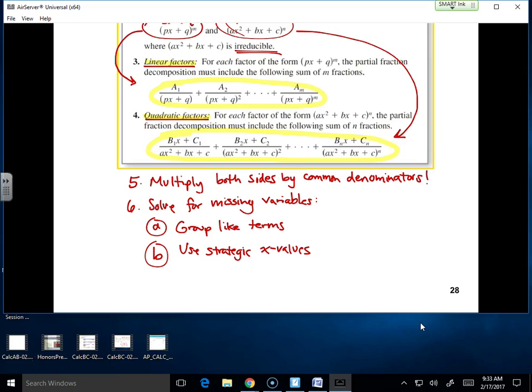Group like terms, use strategic X values, and no matter which one you use, somewhere along the line you're going to have some sort of system that you're going to have to solve. And it's going to be up to you. You can use some substitution, you can use some elimination. Somehow you're going to have a system of equations that you have to solve. And hence why it's after section 7.1, 2, and 3, because you've been practicing all that sort of stuff.